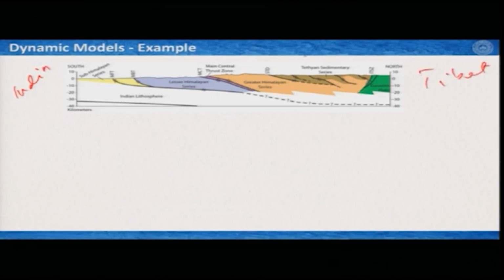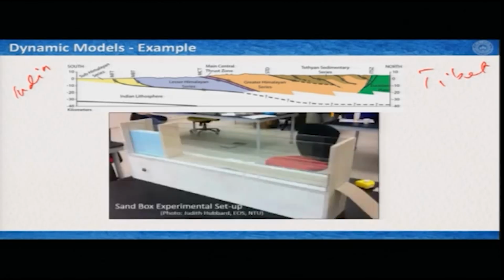In between, you had these Tethyan sediments that got squeezed out from a series of thrusts, and we have this present configuration of the Himalaya. Now, to understand how this entire process happened, one can perform a dynamic model by conducting a sandbox experiment. A sandbox experiment is a very simple experiment which is scaled down from nature.